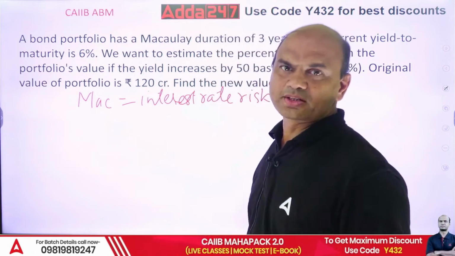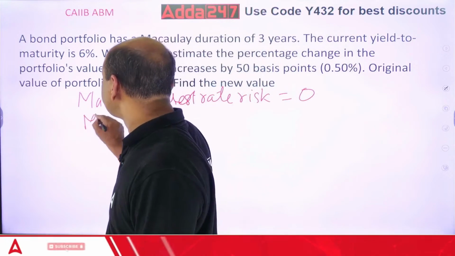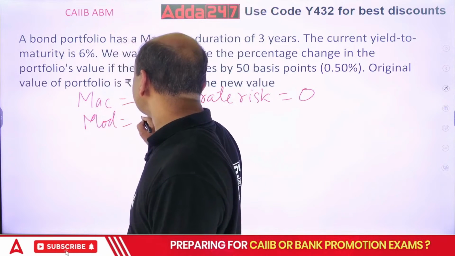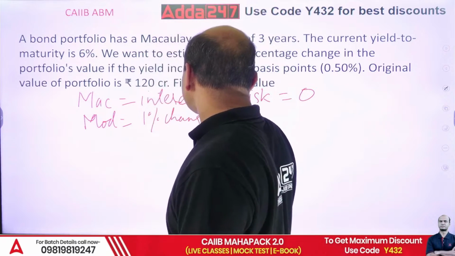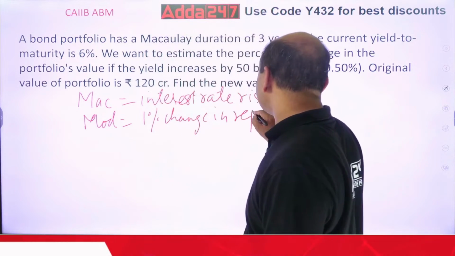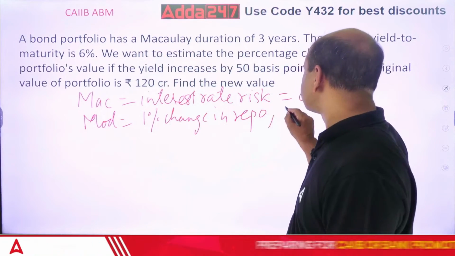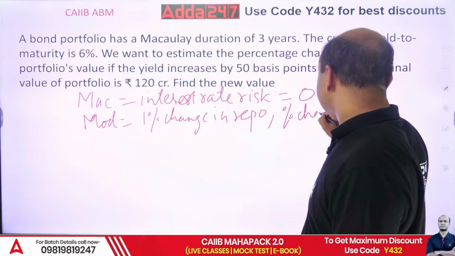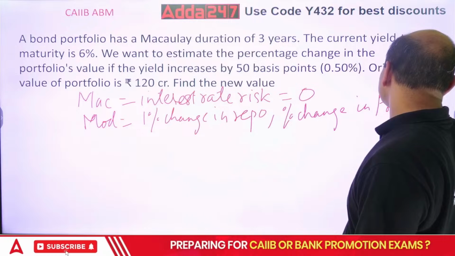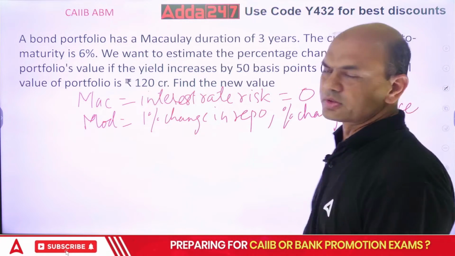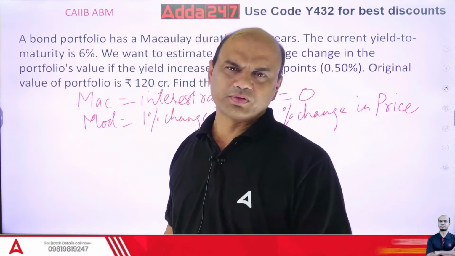Okay. During that tenure, modified means, modified is for a 1% change in repo. In repo or any benchmark, the percentage change in price of the bond. This is known as modified duration. Price of the bond or the portfolio, whatever it is.